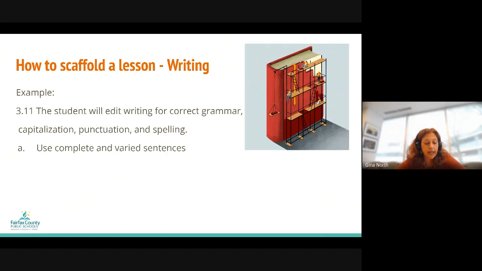We are going to use this writing SOL standard for our example. The standard says that students will use complete and varied sentences when editing their own writing. But what happens when you have a third grade student who has not yet mastered what makes a sentence complete? What will you do to teach this third grade standard and have the student be able to edit their own writing for correct grammar, capitalization, punctuation, and spelling, and specifically use complete and varied sentences?